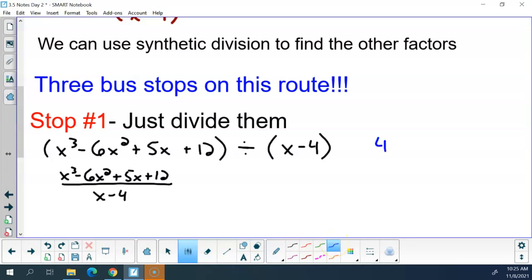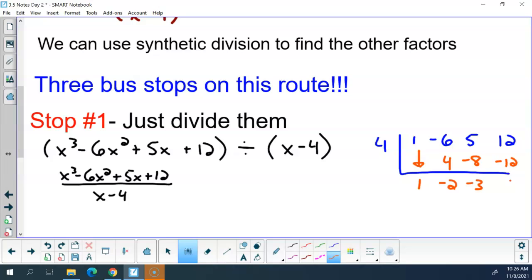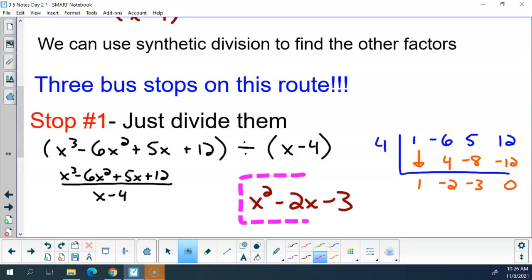Zeros go on the outside. That's 4. Coefficients 1, -6, 5, and 12 go on the inside. Drop it like it's hot. Multiply. Add. Multiply. Add. Multiply. Add. Because we knew that 4 was a 0 from up above, our remainder should be 0. Because x minus 4 was a factor, the answer here would be x squared minus 2x minus 3. That would just be the answer on bus stop number 1.